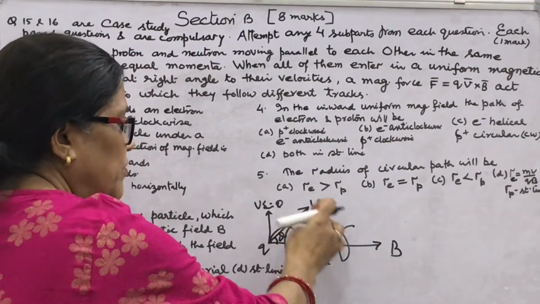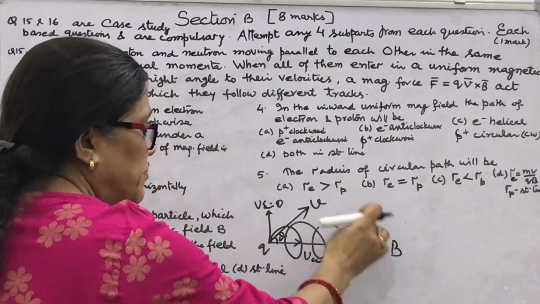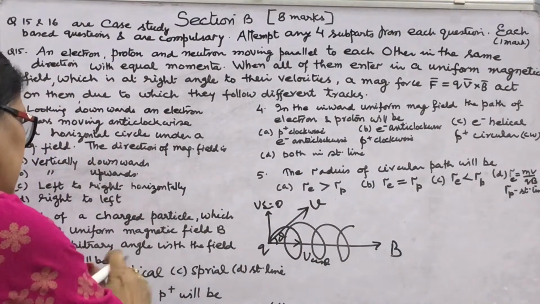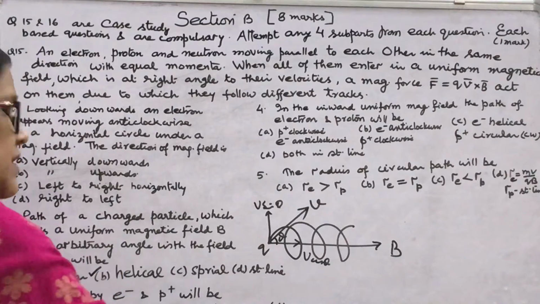Then the forward movement with circular path is helical, like a spring. So what will be the correct option here? B, helical.